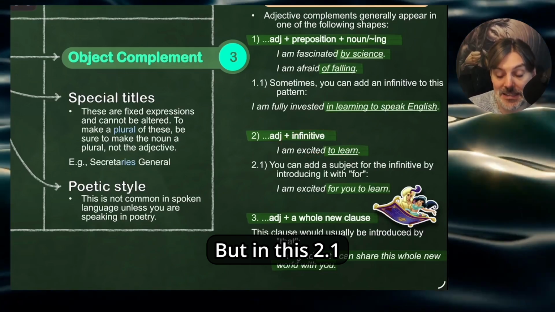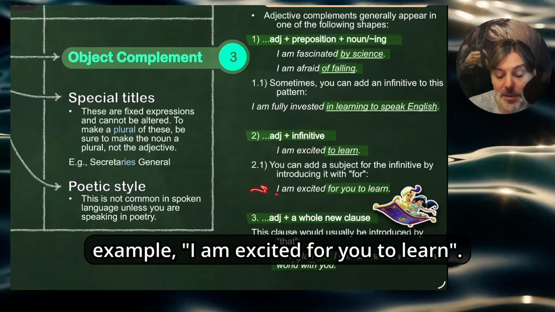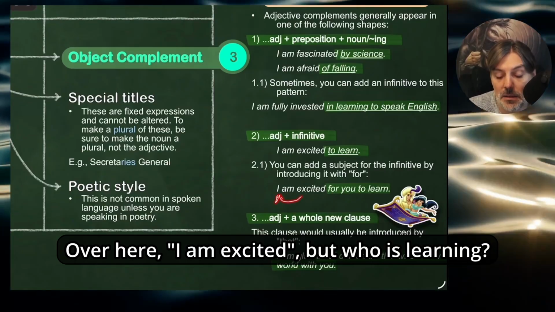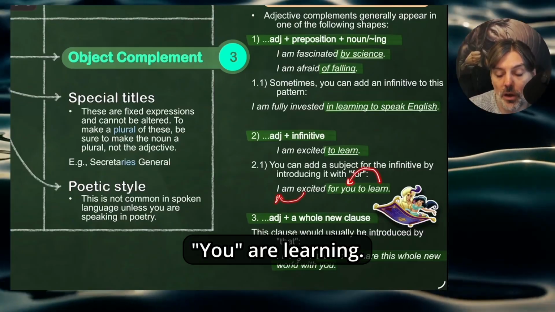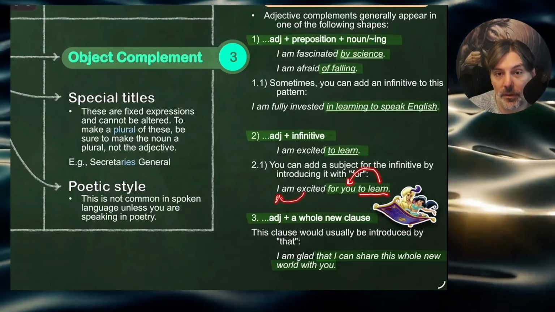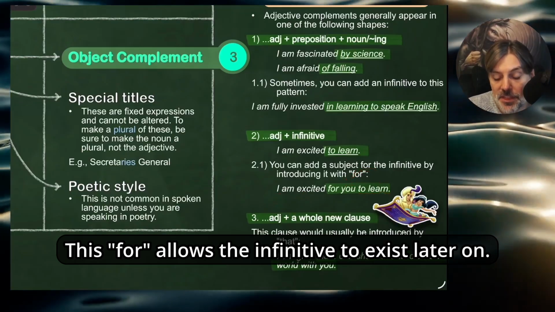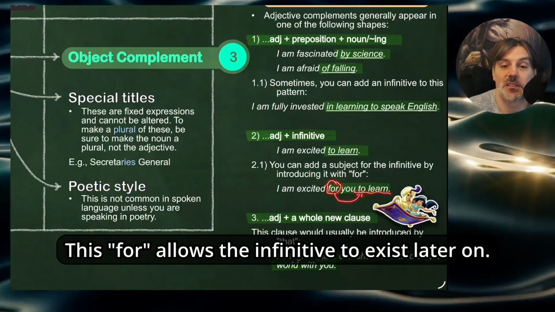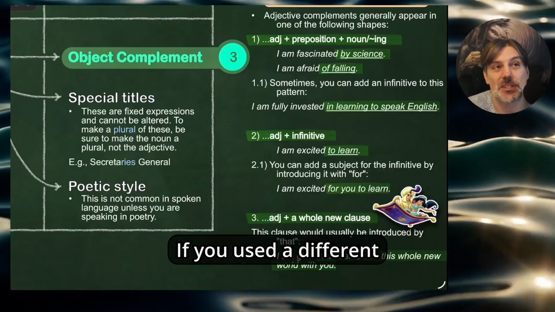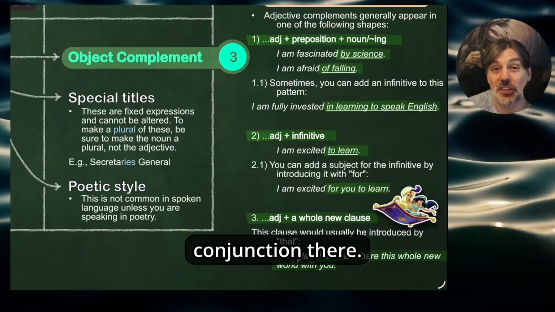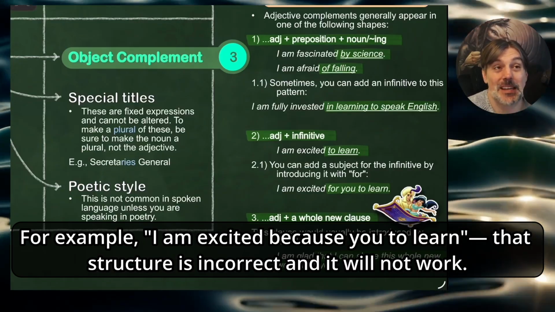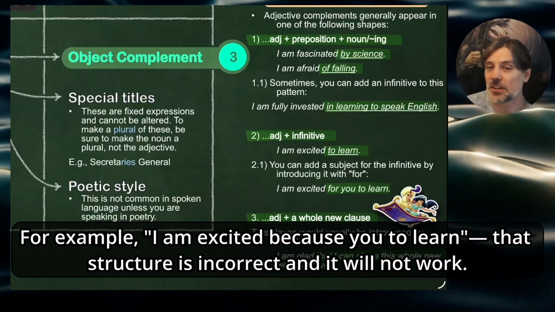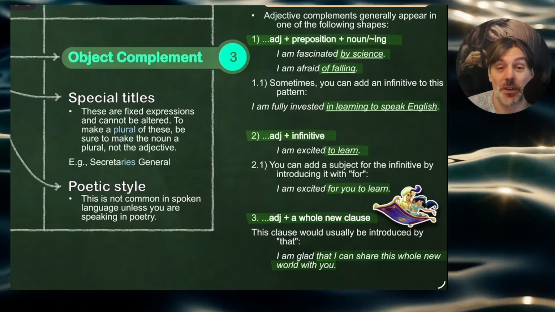But in this 2.1 example, I am excited for you to learn. Over here, I am excited, but who is learning? You are learning. All right? This for allows the infinitive to exist later on. If you used a different conjunction there, for example, I am excited because you to learn, that structure is incorrect and it will not work.